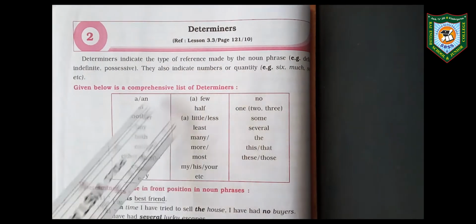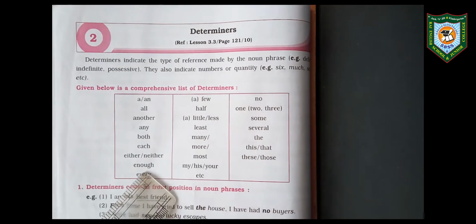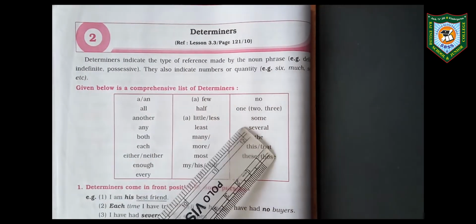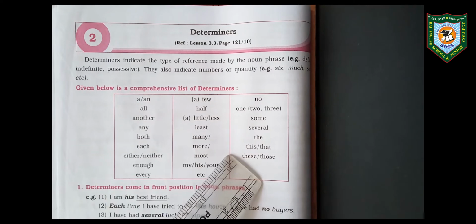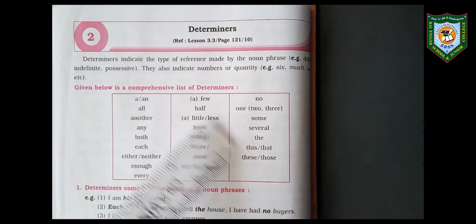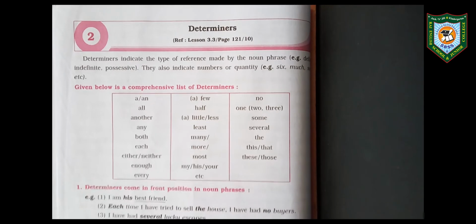Okay. Some are related to possessive, some are indefinite, some are definite. Some are also related to numbers or quantity. See here, no, one, some, several, the, these or that, these or those. These are common determiners. It is not compulsory for you to memorize this. It is very simple. Daily take a glance, you will come to know about the determiners, and it is very simple to find out in the sentence also.